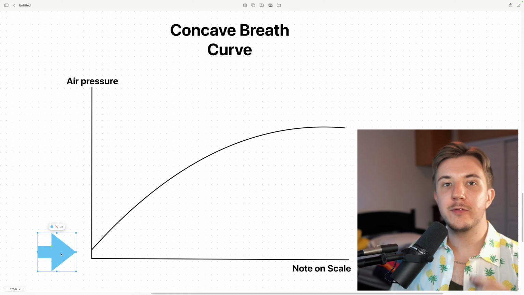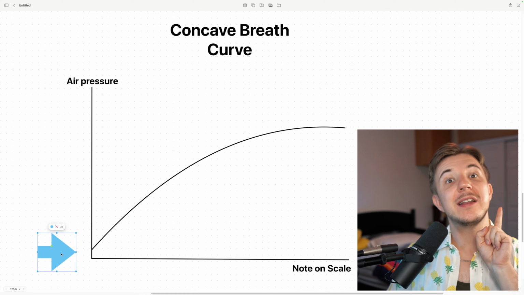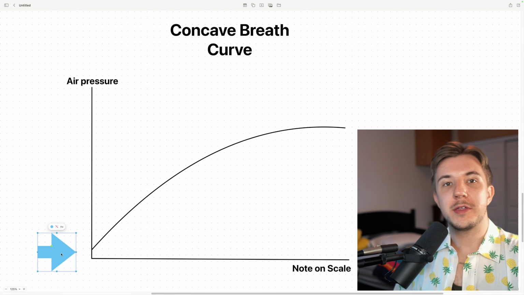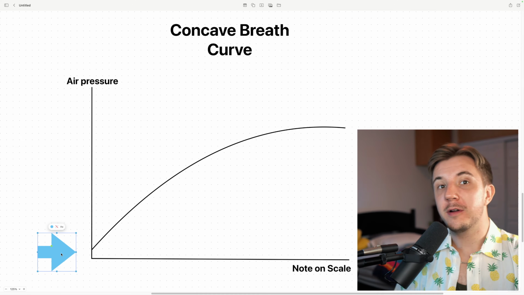This breath curve is less intuitive than linear, but that does not mean the ocarina is poorly tuned. I think a concave breath curve is a perfectly intuitive breath curve once you're used to it.